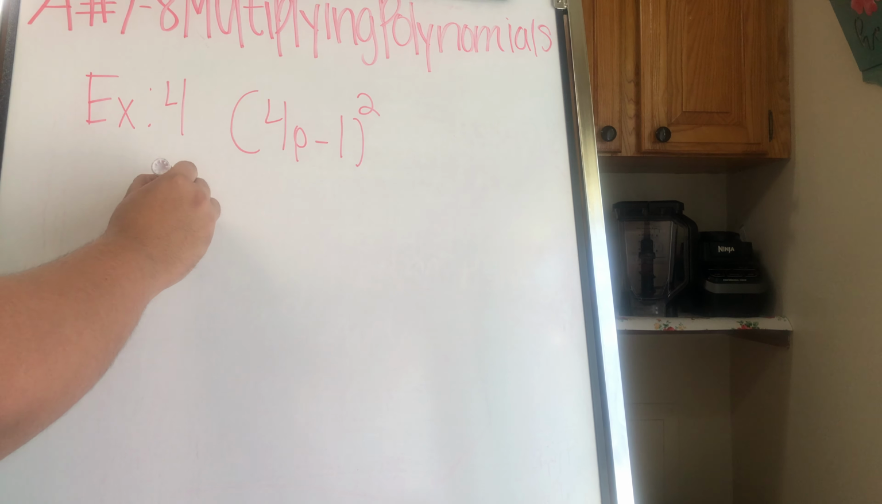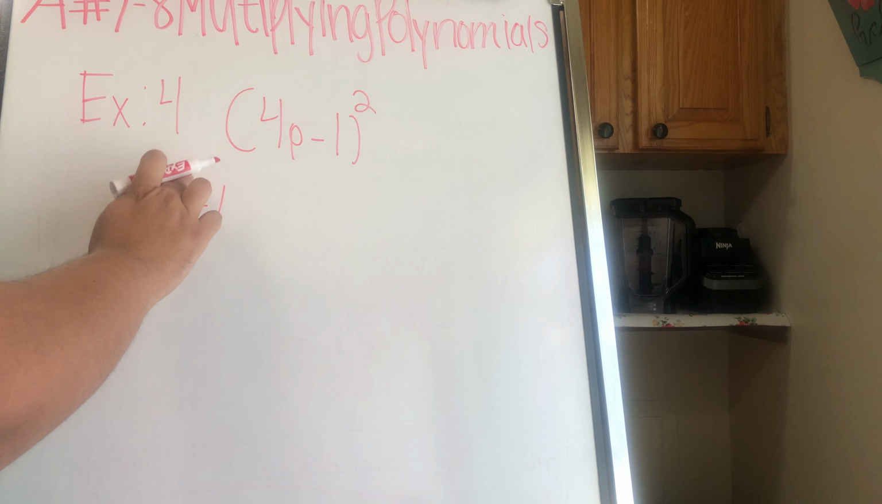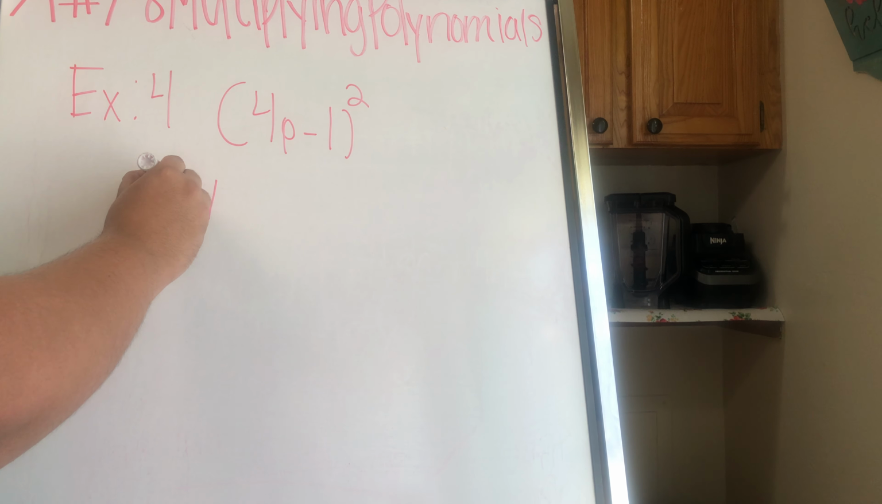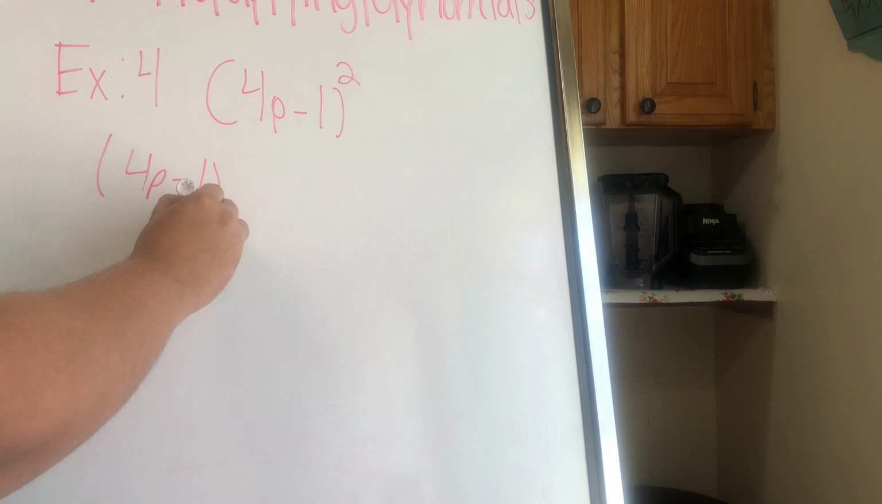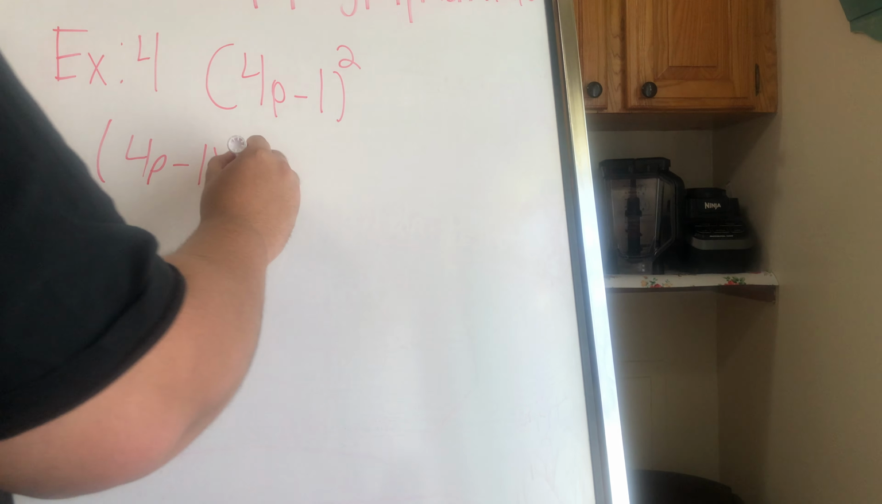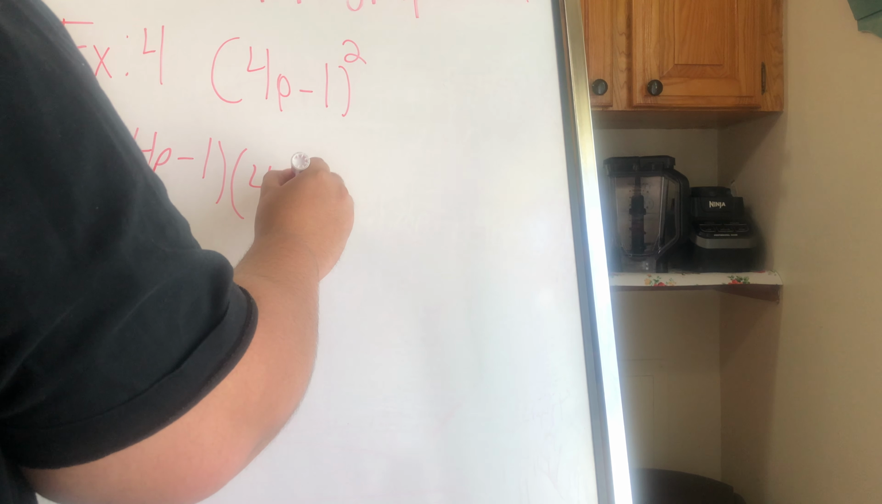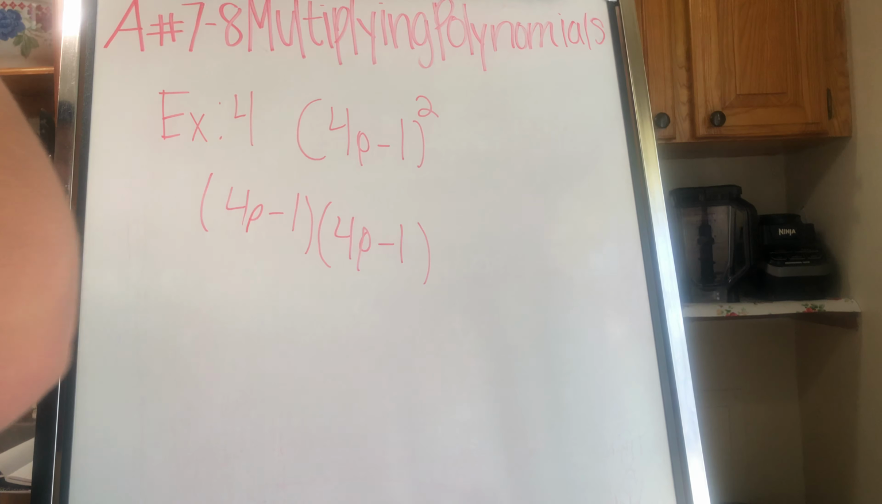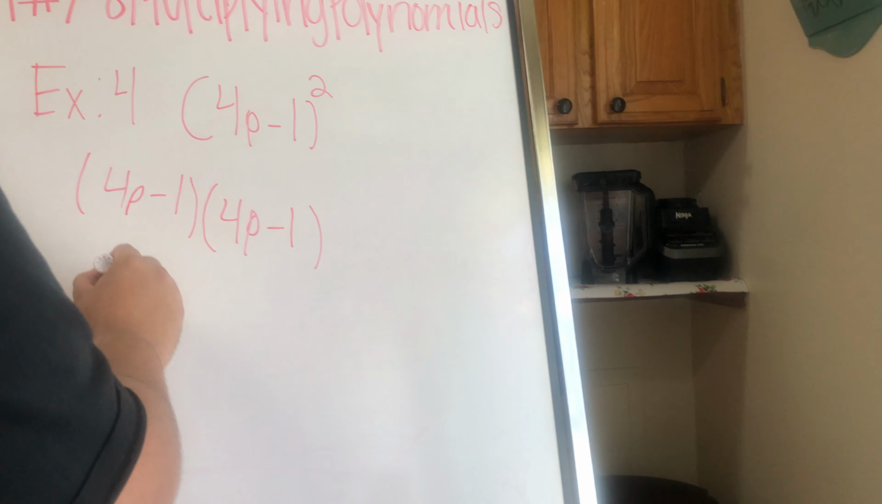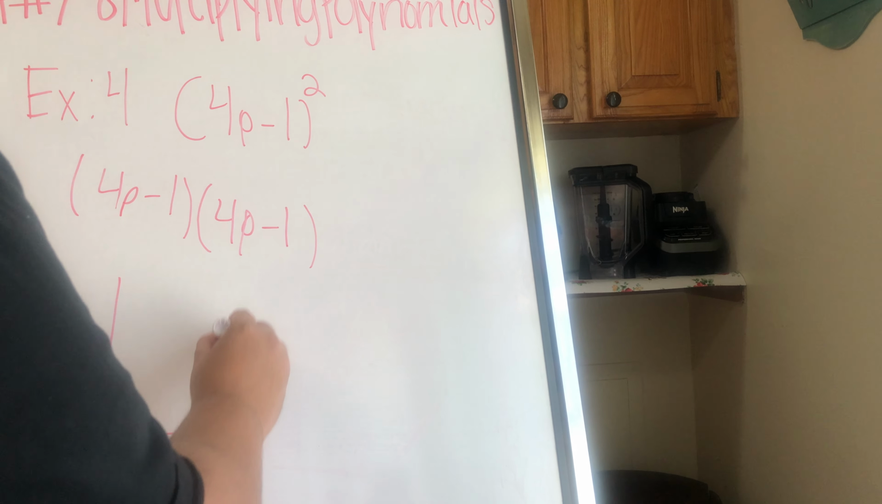There's going to be 4p minus 1. Let me go ahead and fix that p. And this one is also 4p minus 1. And now we set up our method, which was box. So let me go ahead and draw my box.